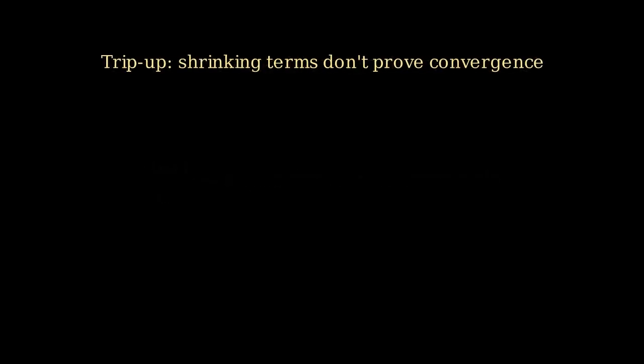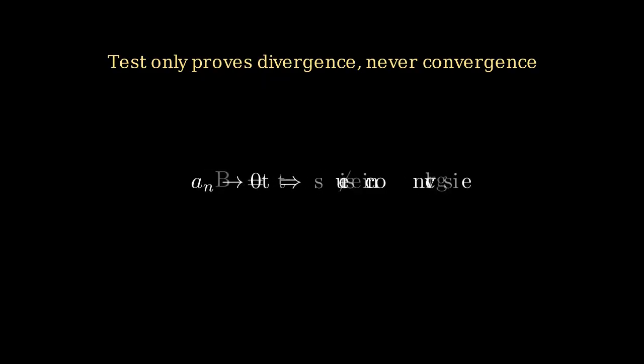Now, a common trip-up: learners often apply the nth-term test backwards. They see the terms shrinking towards 0, like our 3 over 2 to the n did, and wrongly conclude the series must converge, but shrinking terms alone prove nothing. Remember, the nth-term test only ever proves divergence, never convergence. Plenty of series have terms going to 0 and still diverge, so seeing terms shrink is not evidence of convergence on its own.